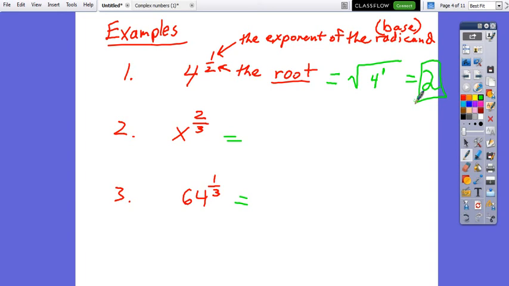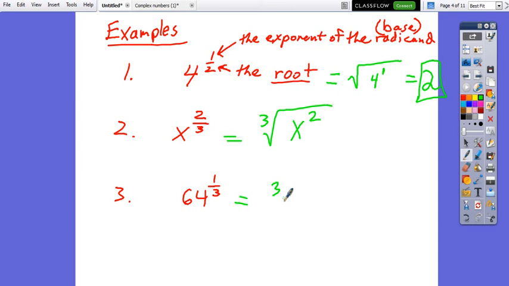Okay, so I'm always going to work my way from bottom to top. I'm going to start with the 3. The 3 means cube root. So, cube root of what? x to the second. Okay, can you simplify that? Nope. That's nice. What's the next one? Cube root.